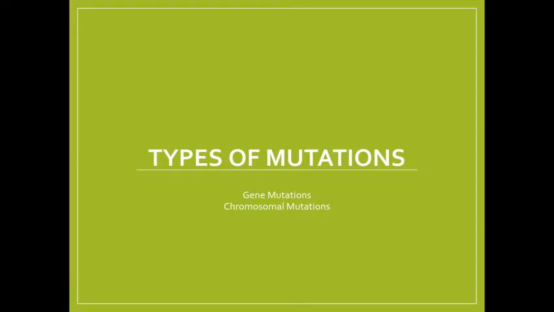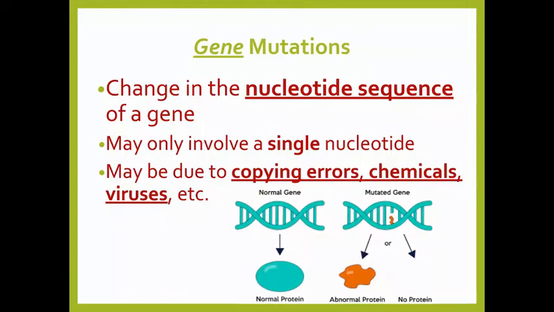There are two types of mutations that we'll talk about. Today we'll focus on gene mutations, but next week we will talk about chromosomal mutations. A gene mutation is a change in the nucleotide sequence of a gene. Remember that small segment of the DNA that codes for a specific characteristic? Most of the time, they only involve a single nucleotide. These mutations can be due to a variety of reasons: copying errors during DNA replication or during transcription and protein synthesis. It could also be due to things like chemicals and viruses and things of that nature.